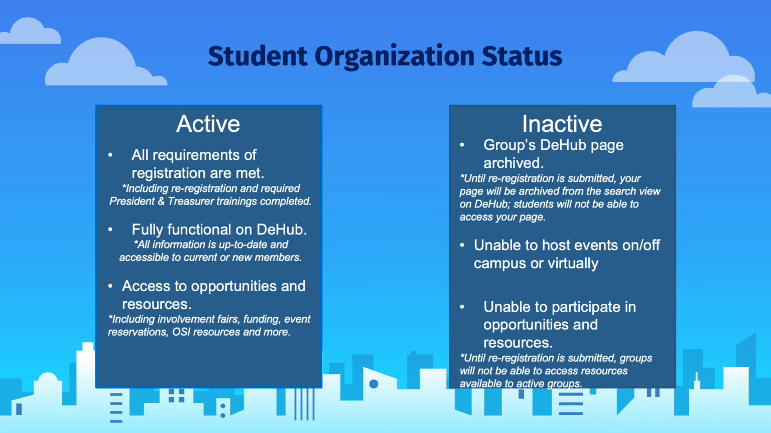Groups that do not complete the registration process will have their page archived at the beginning of the academic year until their re-registration is submitted. This removes the access for interested students to search for your group. Additionally, inactive groups are unable to host any events through their student organization and are not able to access the opportunities and resources offered to active student groups. Inactive groups can become active at any point in the school year by completing their registration, training, and updating their DHub page.